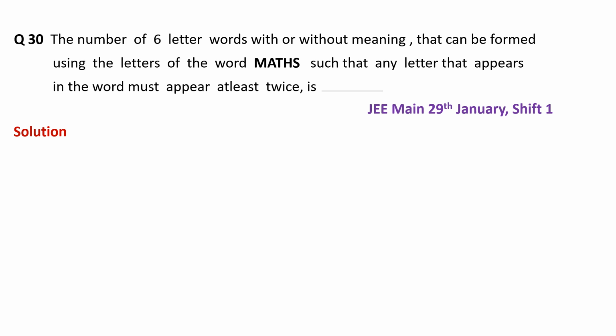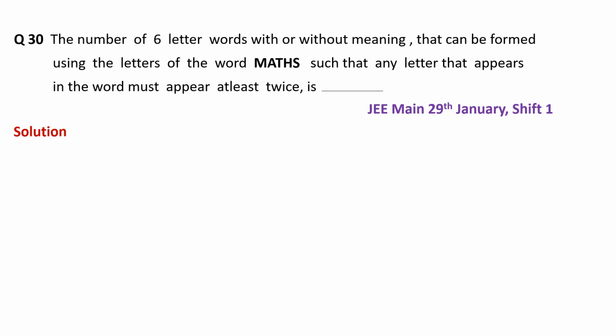Myself L.S. Nanda. Now in today's video, I am going to discuss the solution of a mathematics question that was asked in one of the shifts of JEE Main 2025 January session exam. This question is based on the topic of permutations and combinations. It says the number of 6-letter words with or without meaning that can be formed using the letters of the word maths such that any letter that appears in the word must appear at least twice is.